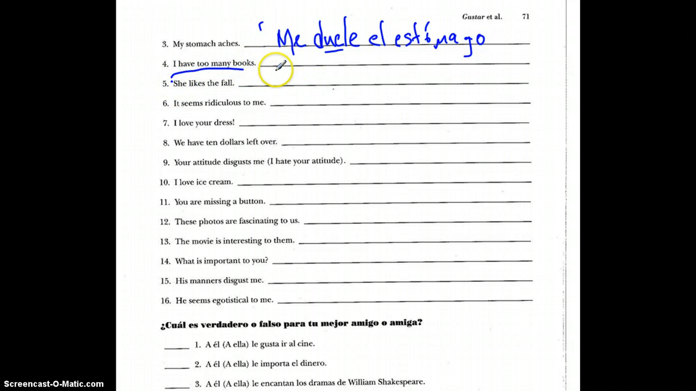I have too many books. Too many or overflowing. There's a word called sobrar. So again, I have too many. So me. And there's more than one book. So I'm going to put, instead of sobra, sobran. And then many is muchos. And libros. Me sobran muchos libros. Cool. She likes the fall, like the season, the fall. That one's an easy one, so I'll let you do that one.